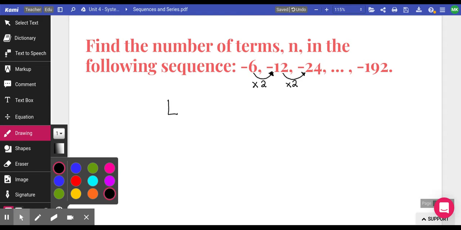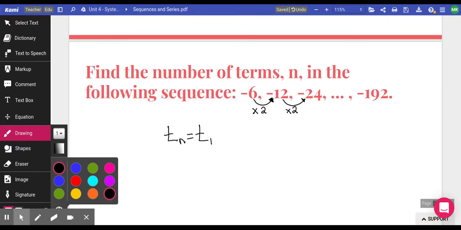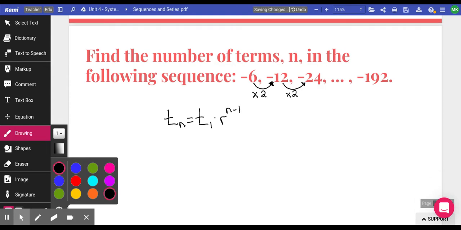Our goal is to figure out the nth term. We're going to use our formula. Our formula is t of n equals t of 1 times r to the power n minus 1. We're going to fill in everything we know. T of n means the last term, so it's negative 192, equals t of 1. T of 1 is negative 6, times r. R in this case we already figured out was 2, to the power of n, which we don't know, minus 1.